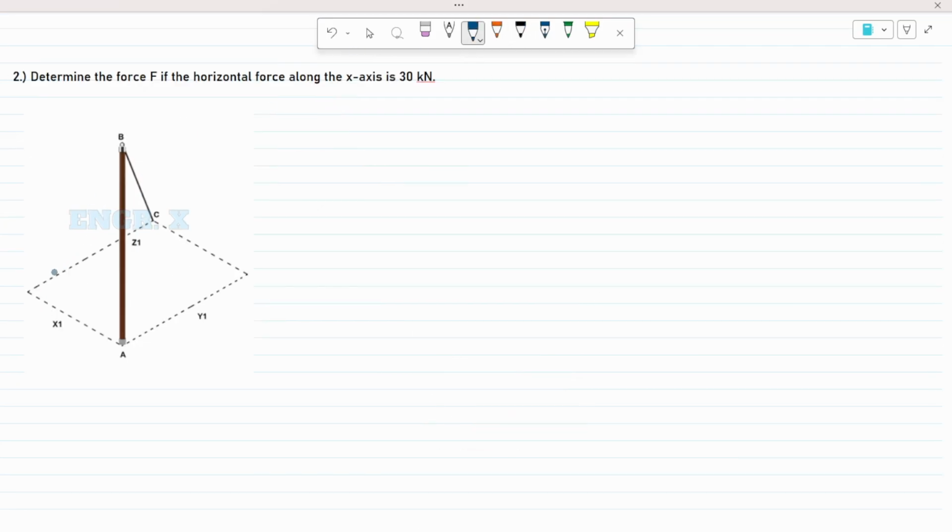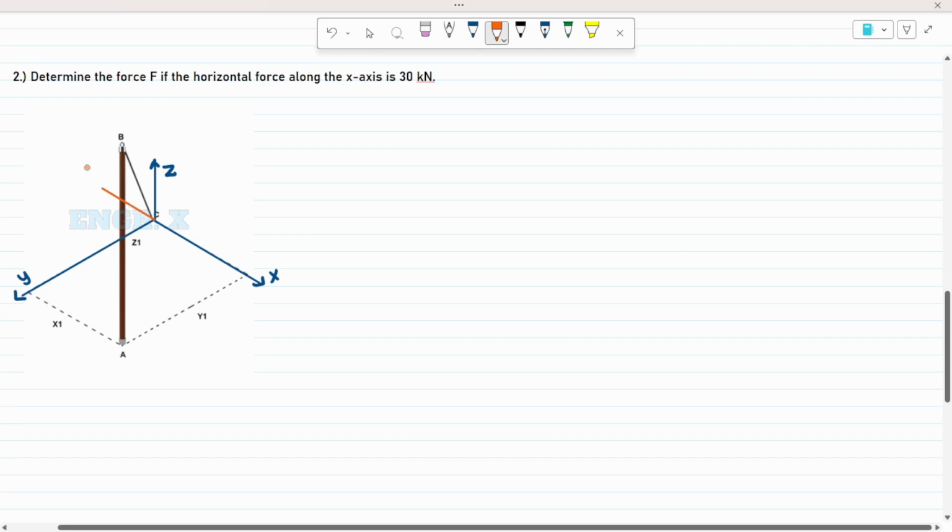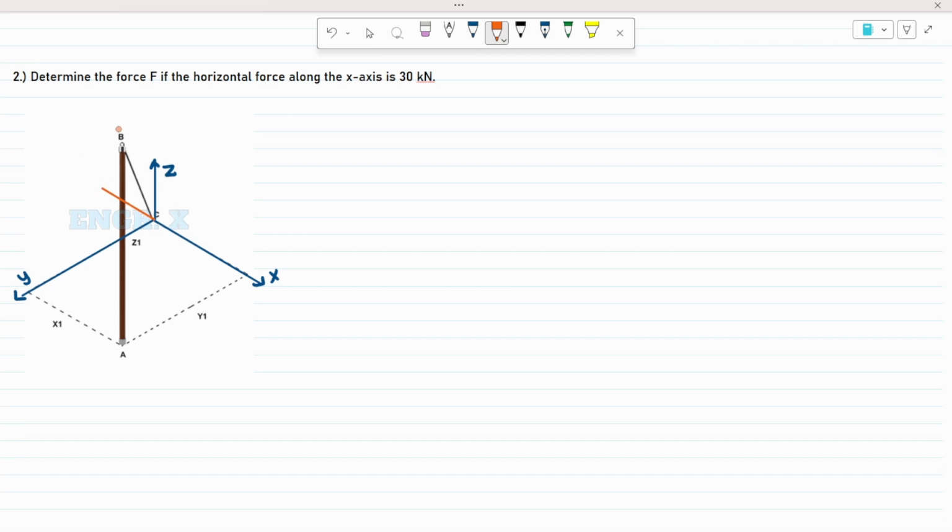Okay, next number: determine the force F, the horizontal force along the x-axis. So, let us first draw the axes. This is your y-axis. This is the x-axis. And going up is the z-axis. We have a force along the x-axis of 30 kilonewtons. So, let us assume this is that force. It is along the x-axis, but we can say it is opposite. It is going there. So, this is your Fx, which is equal to 30 kilonewtons.